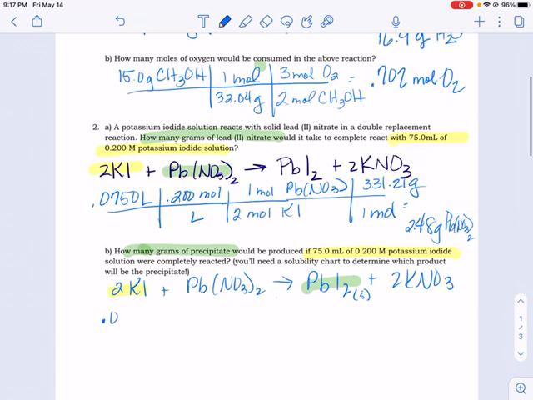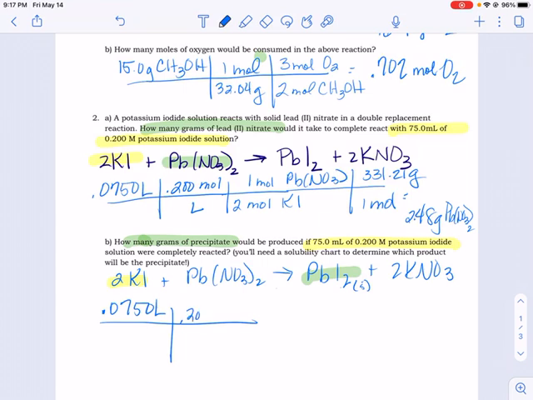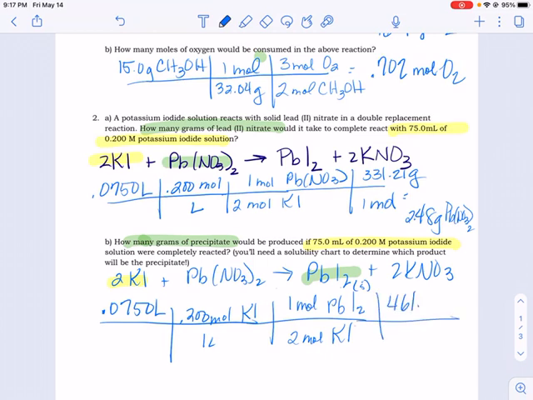So 0.0750 liters times 0.200 moles per liter of KI. The ratio is 2 moles KI to 1 mole lead iodide, PbI2, times 461.07 grams in 1 mole, and that gives us 3.46 grams of PbI2 formed.